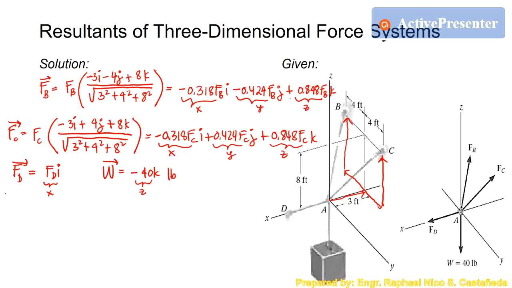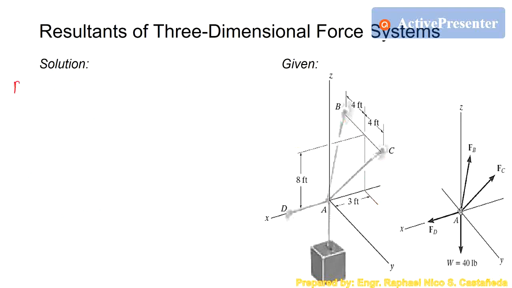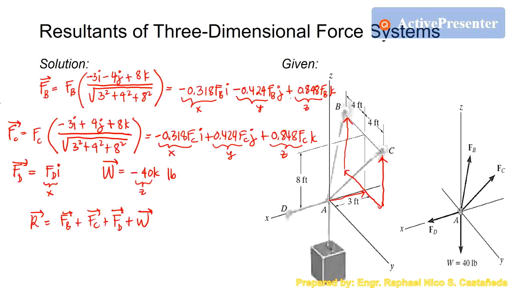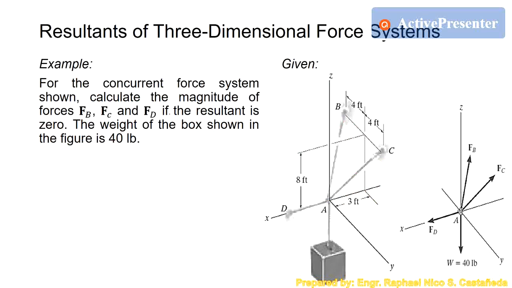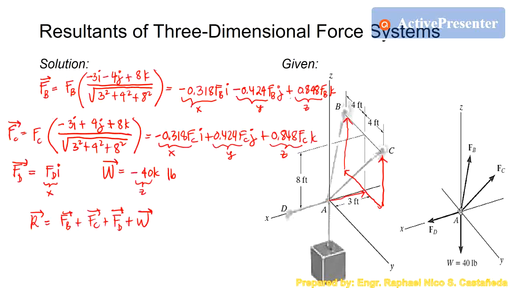Now we add the components. The general formula in vector form is R equals FB plus FC plus FD plus W. But we can use the scalar formulation, where we add all the X components, the Y components, and the Z components. Let's start with the X component. As I said earlier, the resultant is 0, meaning the components Rx, Ry, and Rz are all equal to 0.